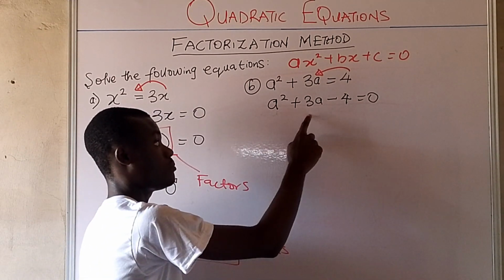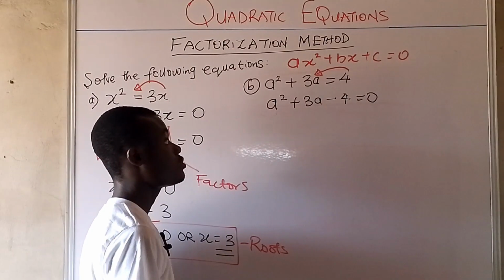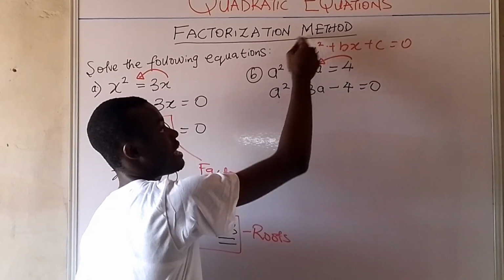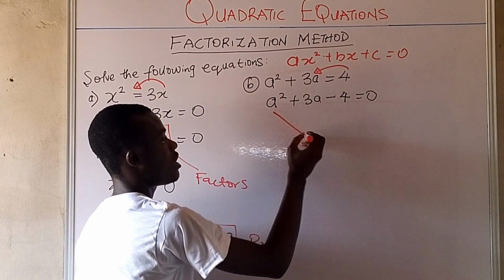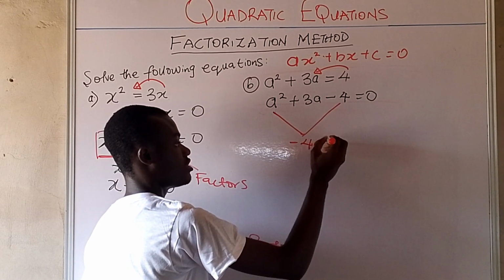So we have a squared plus 3a minus 4 is equal to 0. And how do we solve this kind of equation? The first thing we have to do is multiply this entire part with c. So we are going to multiply a squared with c. In this equation, we multiply a squared with minus 4. When we do that, we are going to have minus 4a squared.